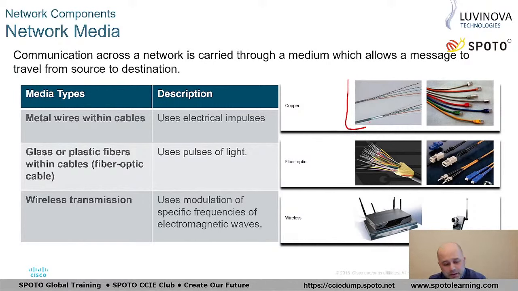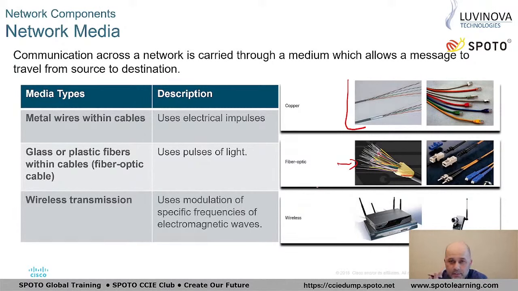Glass and fiber optics cables are here, and wireless transmission. Now, those wired cables use electrical impulses. What's the core of these cables? It's metal. It's called copper. So it's a conductor. So it's a very good conductor. So it provides electrical impulses. So this cable is actually carrying out data.